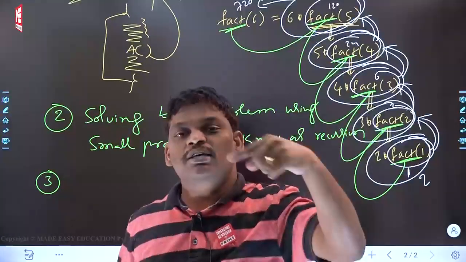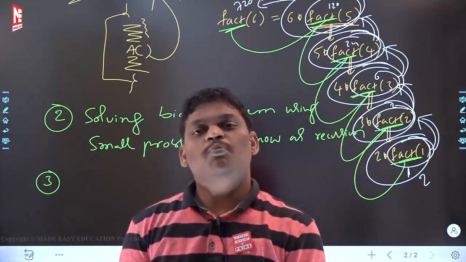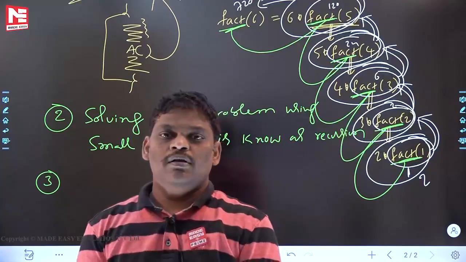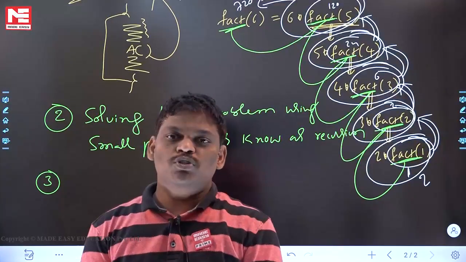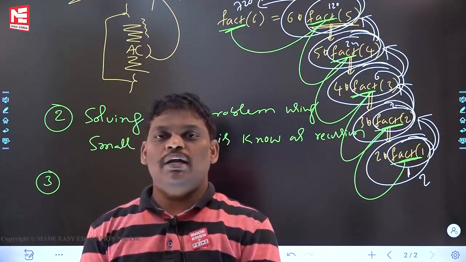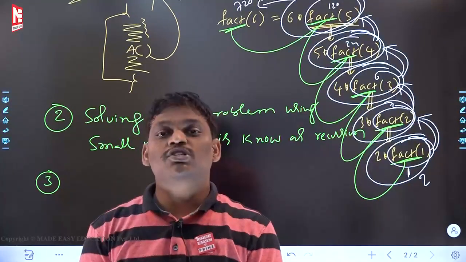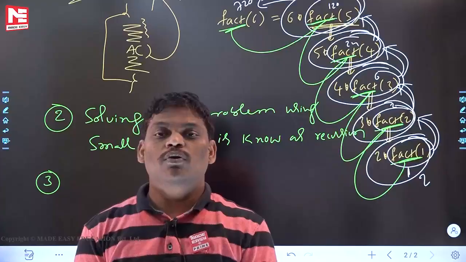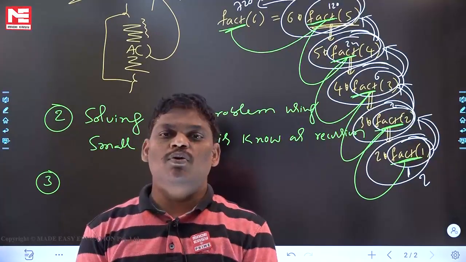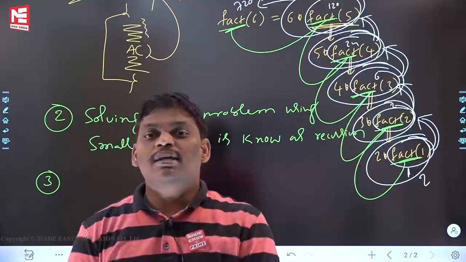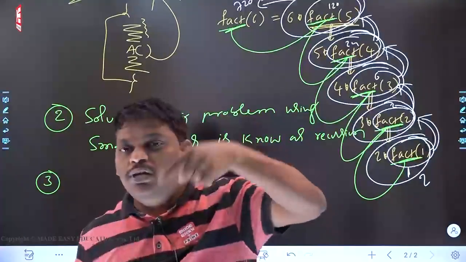Assume the termination condition is not there. What is the answer? You keep on pushing. Factorial of 6 push, factorial of 5 push, and so on. 1 also push. Assume the termination is not there. 1 also I don't know. Then what is the answer? 0 call, 0 also I don't know. -1 call, -1 also I don't know. -2 call. Calling is nothing but a push operation. You keep on continuously pushing.